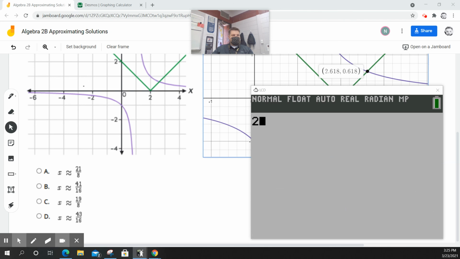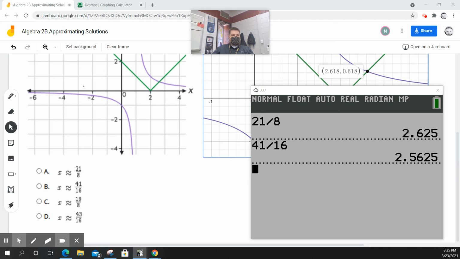So I'm going to say 21 divided by 8. That's not it. 41 divided by 16. That's not it. 19 divided by, oops, clear that out. 19 divided by 8. Ooh, 43 divided by 16.